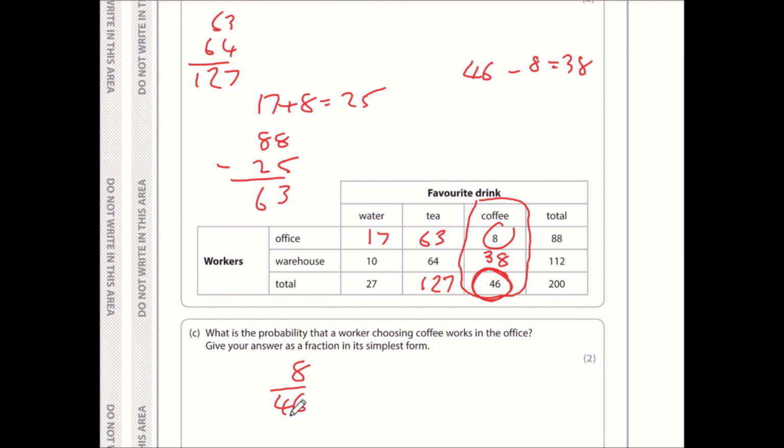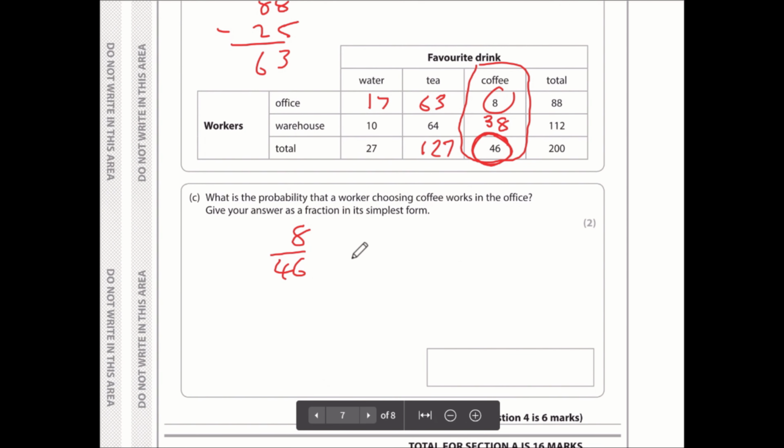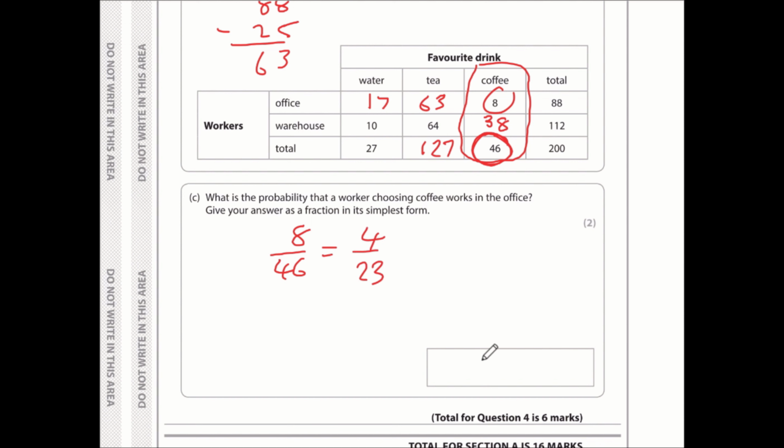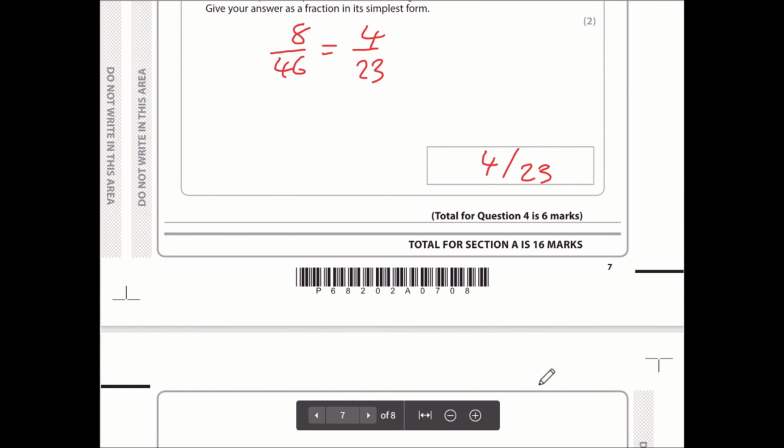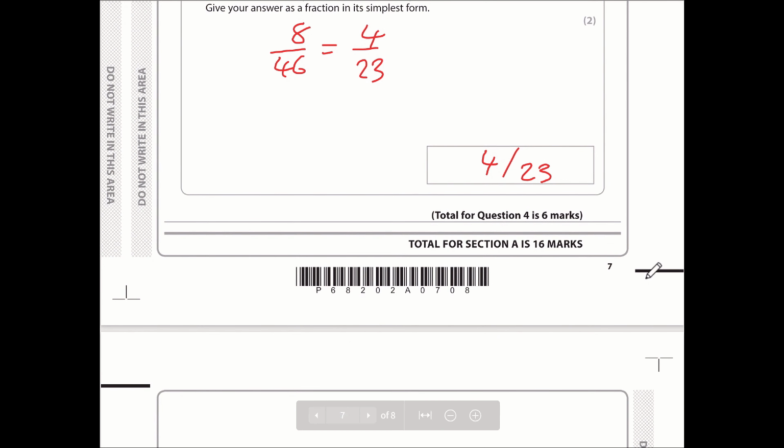And this fraction can be simplified because we've got an even number top and bottom. If we divide top and bottom by 2, we get 4 over 23. So that is the probability that a worker choosing coffee works in the office. And that takes us to the end of this section.